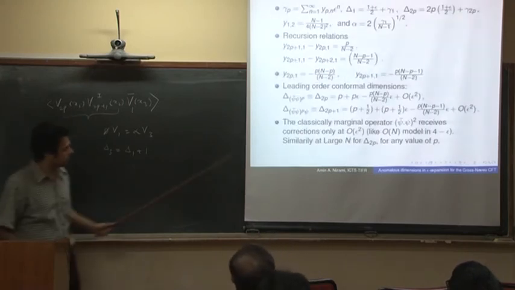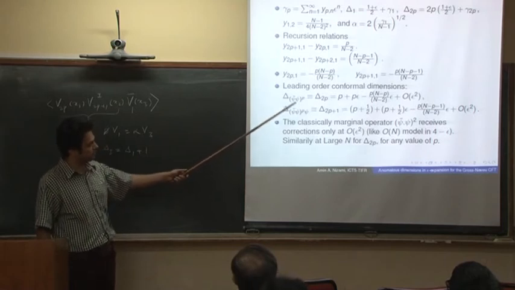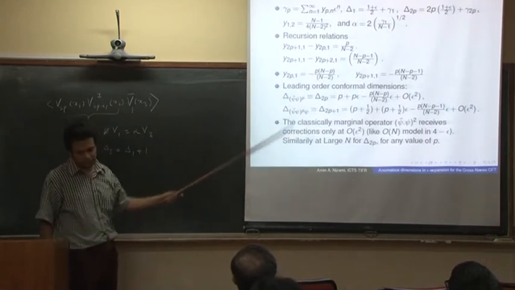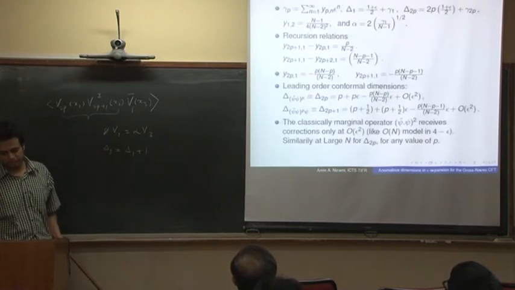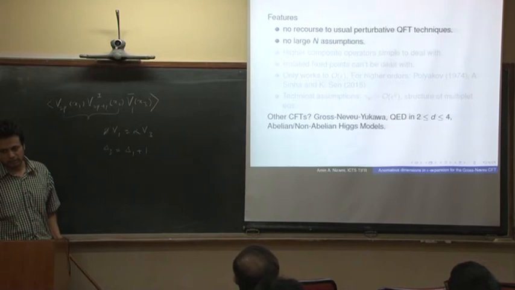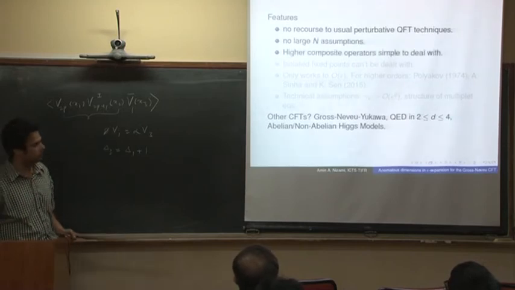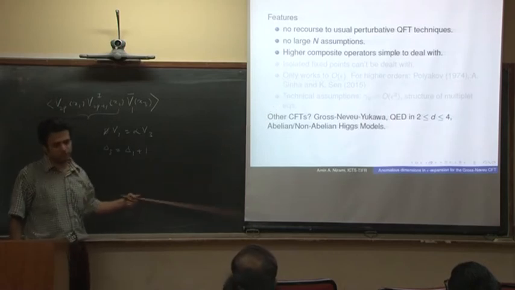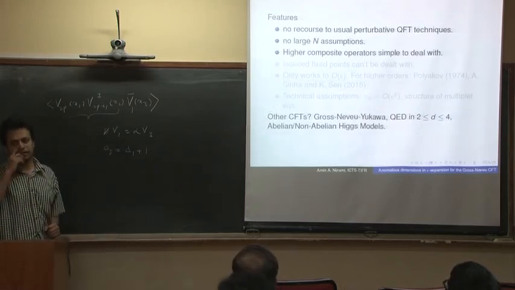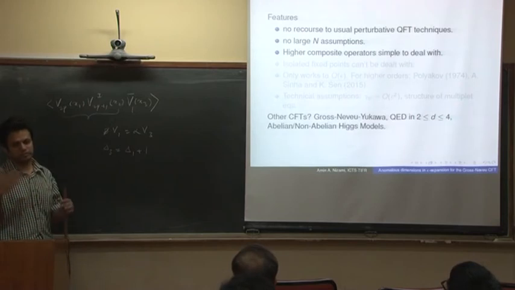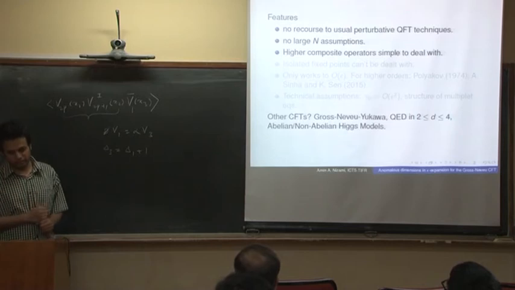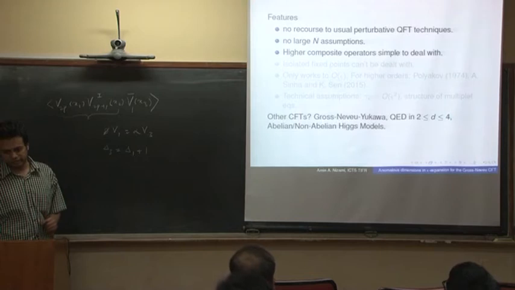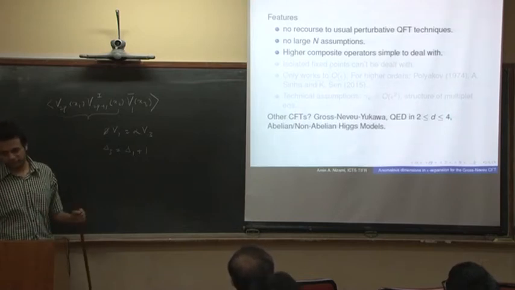Anyway, this result, through elaborate Feynman diagram computations, people have computed for low values of p, the leading order correction. In general, as far as we know, it's not known. But one feature is that in this case, these higher composite operators are simple to deal with. If you do Feynman diagrams, as you increase the number of fields, of course the complexity increases. Maybe at large N you can do it easily, but we're working at finite N. So these are some positive features, and there are various limitations, of course, which should be pointed out.